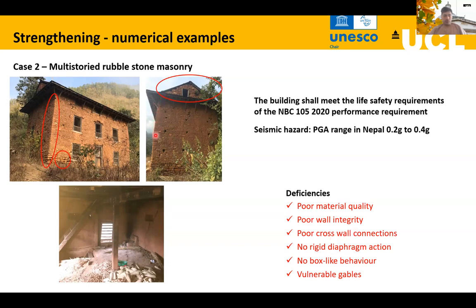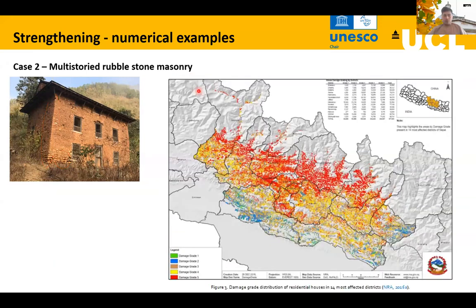Although we can see some larger stones here, we still need to improve the cross-wall connections. There is no rigid diaphragm action, although these floors provide some level, but not fully, of rigid diaphragm action. There is no box-like behavior because we don't see any ring beams there. And the gables are heavy and highly vulnerable. So these are the deficiencies, and I want to briefly talk about this building type.